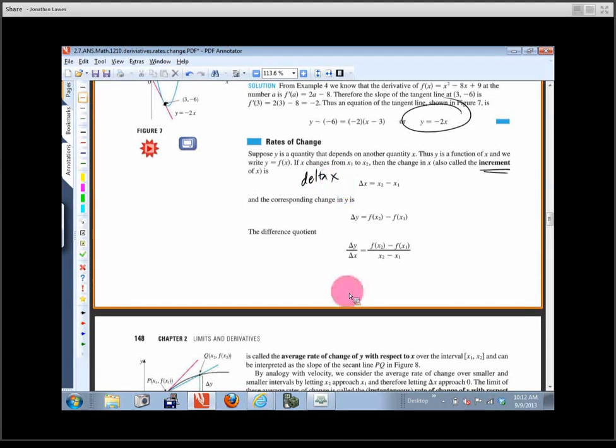okay? Delta for d, this is a capital D, capital delta, okay? That triangle is delta. It just stands for the difference in the x's. So the difference would just be, we literally subtract the two x coordinates, okay? The corresponding change in y, again, we'll call this delta y, is going to be the difference in the two y coordinates. So f of x2 minus f of x1.